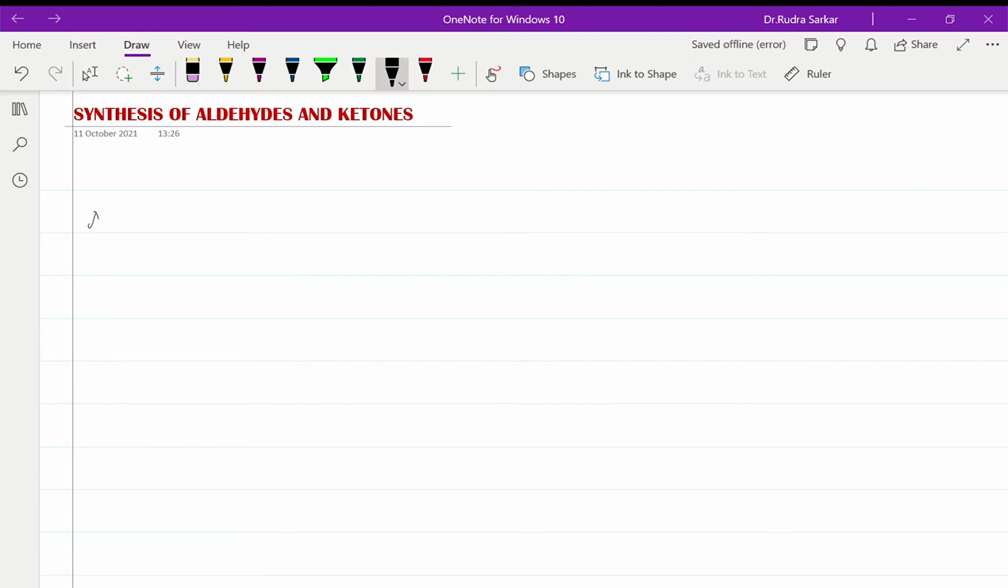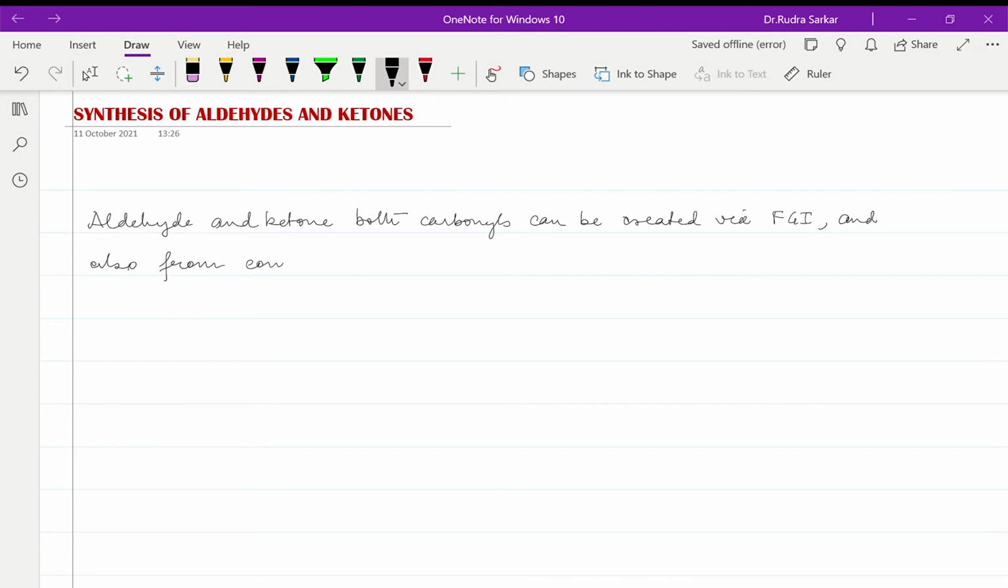So we will say that aldehyde and ketone, both carbonyls, can be created via FGI and also from compounds already containing the carbonyl group.